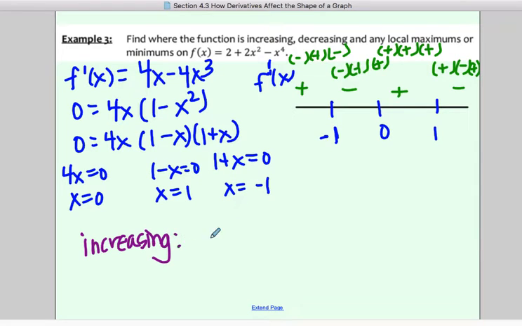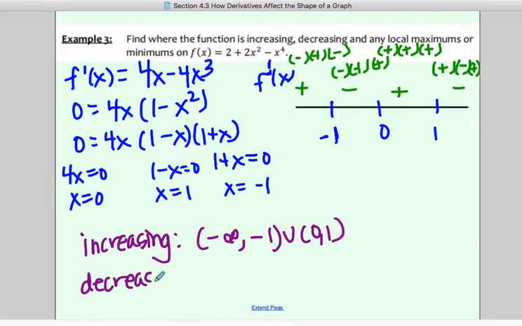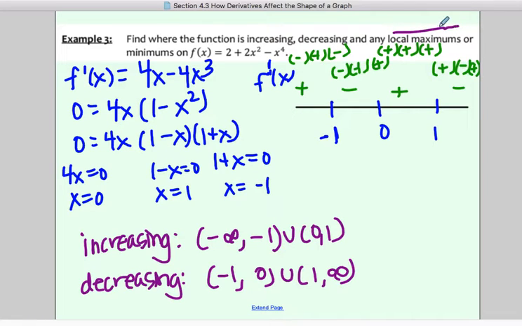Okay, we are increasing from -infinity to -1, union 0 to 1. Then we are decreasing from -1 to 0, union 1 to infinity. So there's the first part. Then we need to determine local maxes and local minimums.